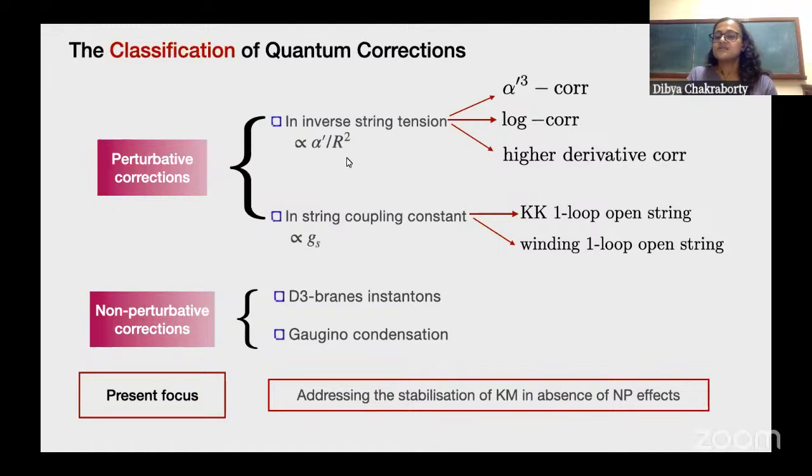Now, what are these quantum corrections? These quantum corrections can be of perturbative nature as well as non-perturbative nature. And in the perturbative nature, one can have two types of corrections. One is in inverse string tension, which goes as this, and the other one is in string coupling. And these are the names of these corrections, and I will show you how they look.